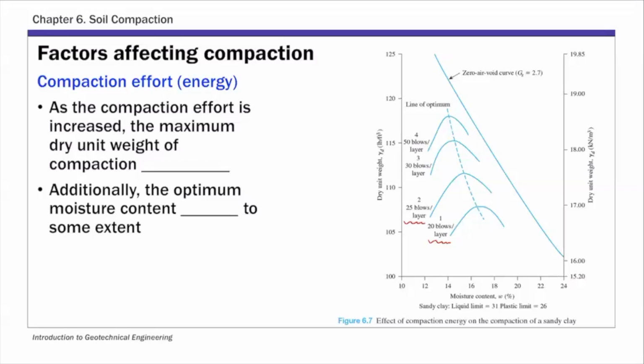this is case number 1 with 20 blows per layer. And then case number 2, you have 25 blows per layer. So that energy is increased. Case number 3, 30 blows per layer. Case number 4, 50 blows per layer. So basically you're increasing the compaction energy, and the effect of this is shown on this slide. So the dry unit weight of compaction increases.